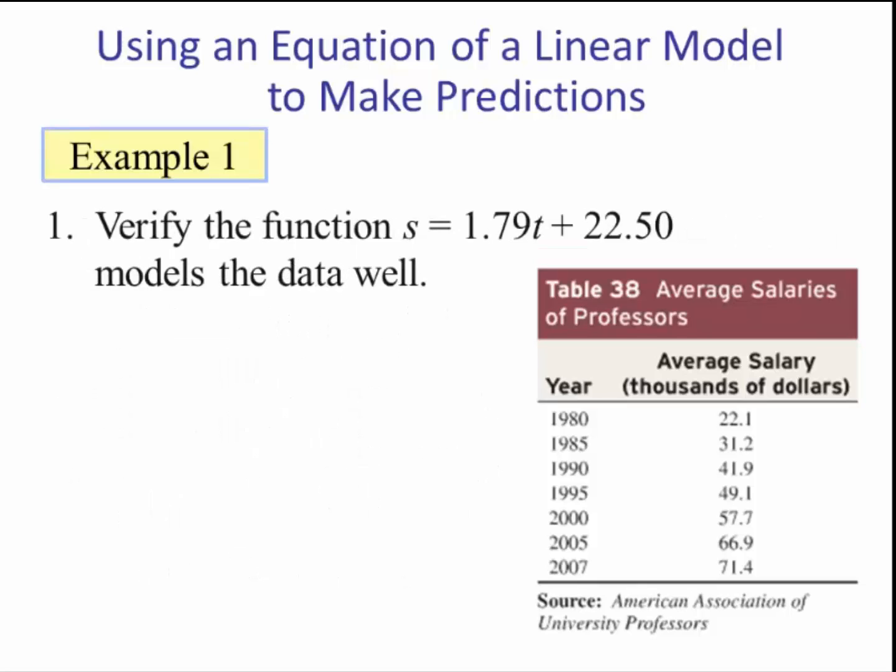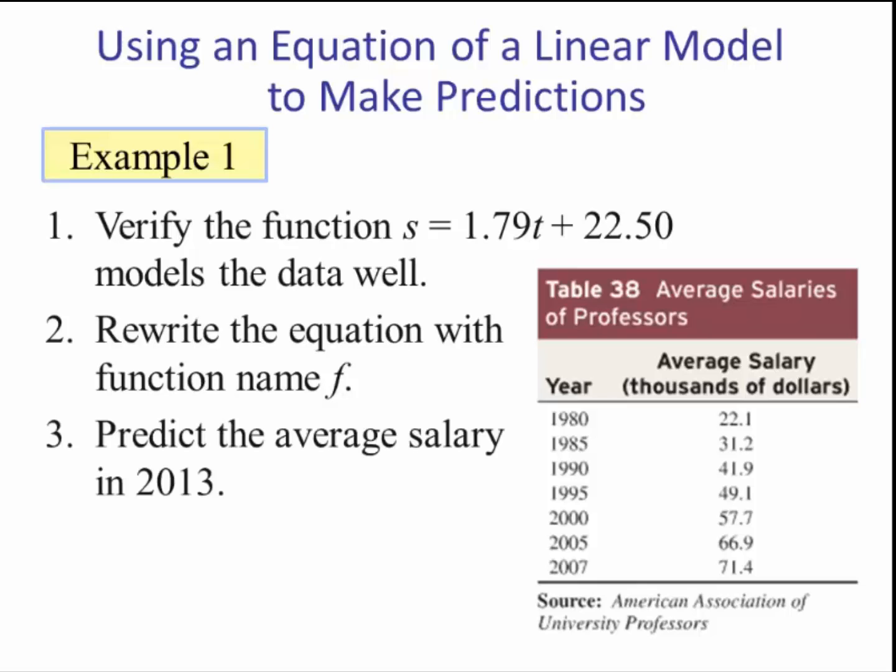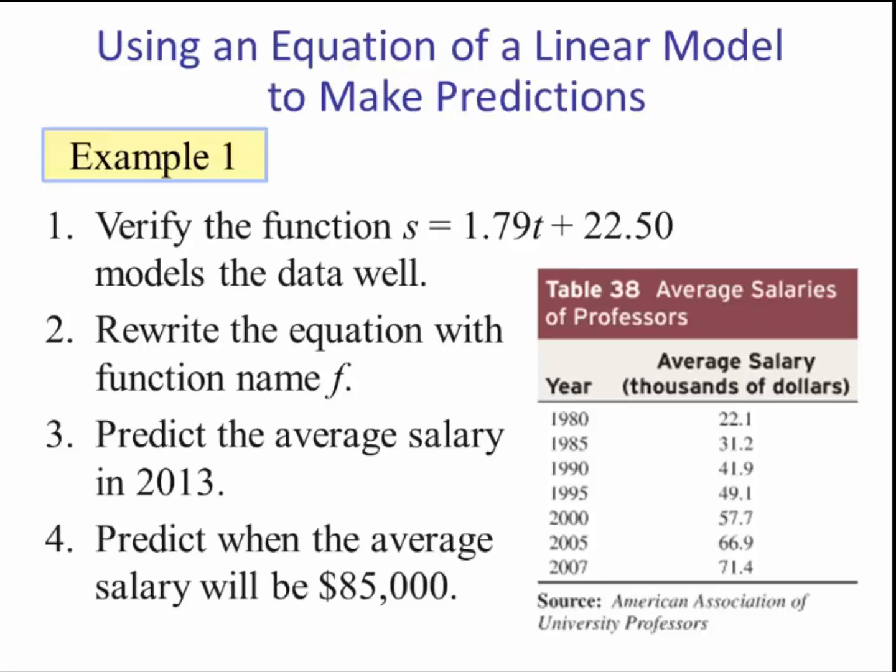Number 1, verify that the function S equals 1.79 T plus 22.5 models the data well. Number 2, rewrite the equation with the function name F. Number 3, predict the average salary in 2013. Number 4, predict when the average salary will be $85,000.